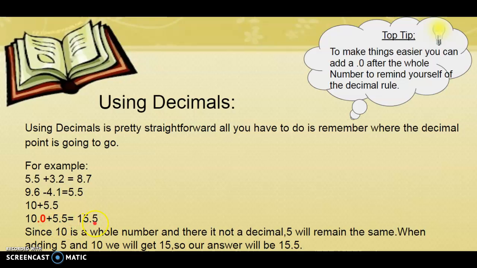So first of all, we have to add our tenths. 5 add 0 equals 5, decimal point. Whole number 10 add 5 equals 15, so 15.5.